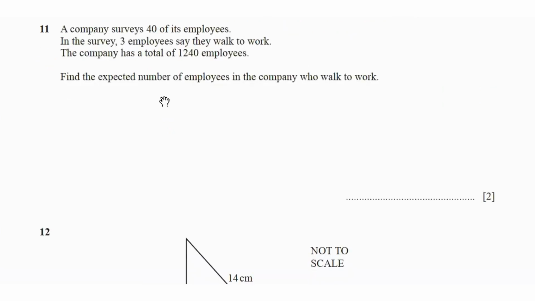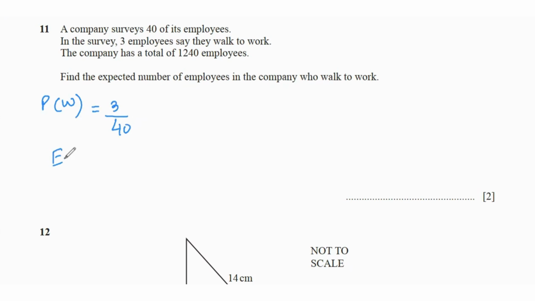Question 11 says, a company surveys 40 of its employees. In the survey, 3 employees say they walk to work. The company has a total of 1,240 employees. Find the expected number of employees in the company who walk to work. So first, let's find the probability of people who walk to work. So that's going to be 3 out of 40.